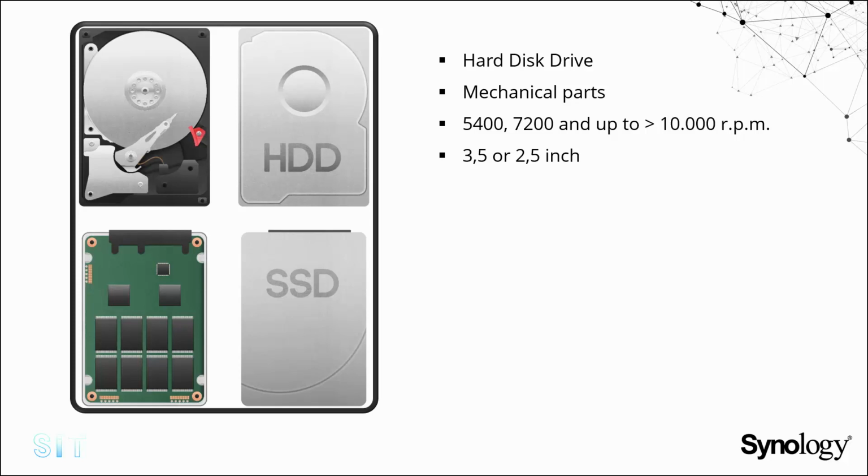HDDs are available in the classic 3.5-inch format or in the smaller 2.5-inch format. 3.5-inch hard disks are used in servers or desktop PCs and offer the greater storage capacity. 2.5-inch hard disks are usually installed in notebooks or smaller external media. Due to their small format, fewer storage platters can be installed, and the available capacities do not come close to those of 3.5-inch hard disks.